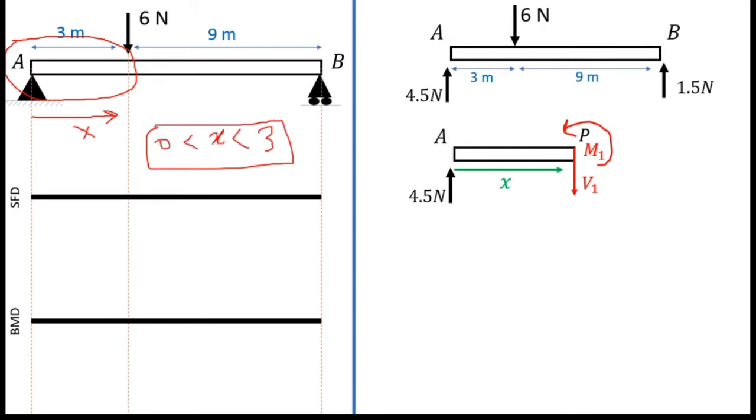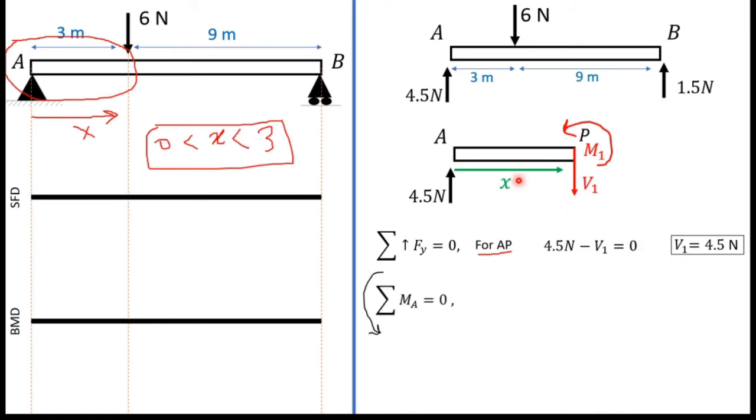X is valid for this range, and then I am going to take the sum of all the vertical forces for this part. So you can see for AP, 4.5 Newton is this force, directed upward, and minus V1 because V1 is directed downward. Now I can write V1 equals 4.5 Newton.